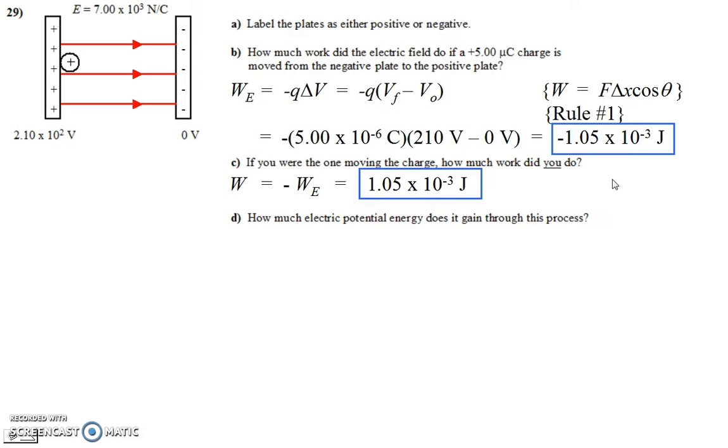Alternatively, you could have said the work is the change of potential energy, but that's really what's answered here in letter D: when you do work pushing this positive charge towards the positive plate, you're storing electric potential energy in the system. That change of potential energy is the work that you did.